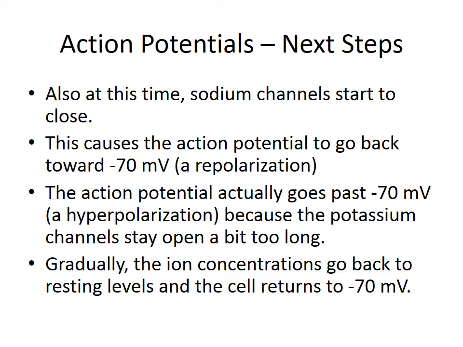Well, this makes things sort of worse, no? So this causes the action potential to go back towards negative 70 millivolts, and that's called a repolarization. The action potential actually goes past negative 70 millivolts, and that's called a hyperpolarization, because the potassium channels, remember, are bigger. They open slowly and they also close slowly, so they tend to stay open a tad bit longer. And so then you get this hyperpolarization, but then gradually the ion concentrations go back to resting levels and the cell is happy and gets back to negative 70 millivolts. So that's what happens in an action potential.